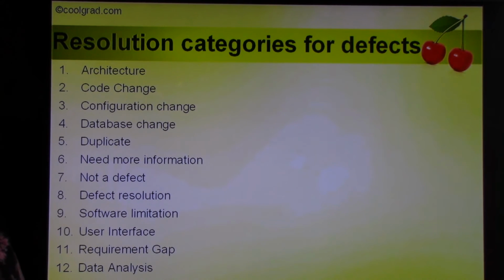UI. If the defect was a UI cosmetic defect and they fixed it by making UI changes, they mark it as a user interface bug. How did they resolve it? By making UI changes.